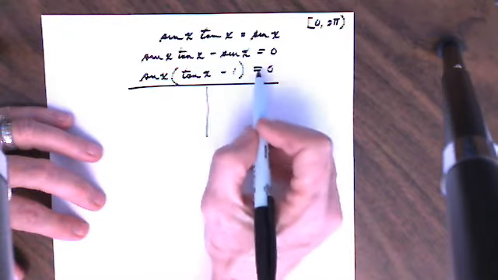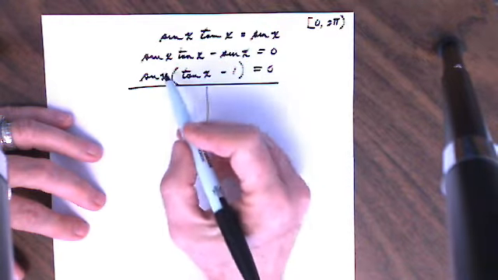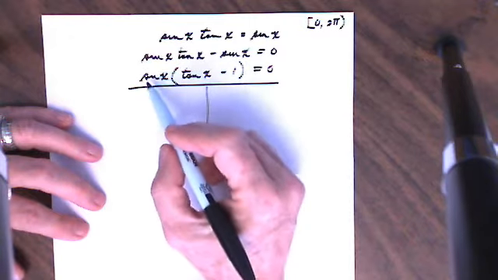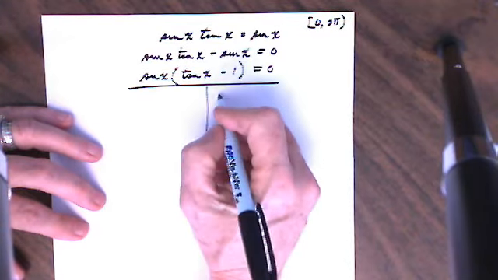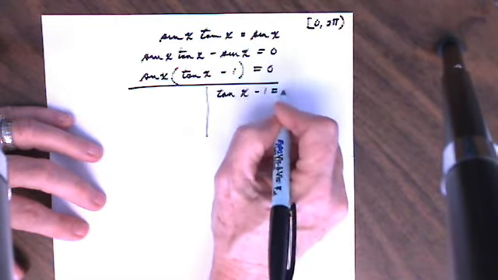Something times something is equal to 0. The only way we're going to get 0 for an answer when we're multiplying two things together is if one or the other of those two things is equal to 0. So I'm going to set both of these factors equal to 0.